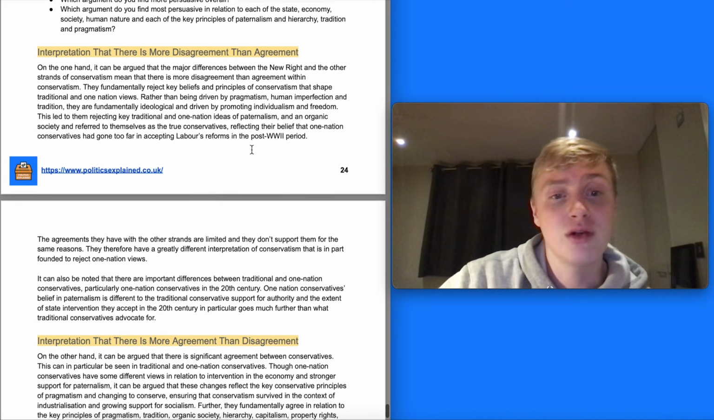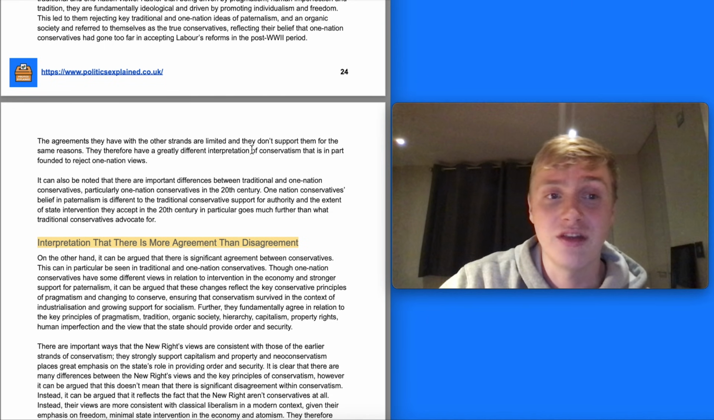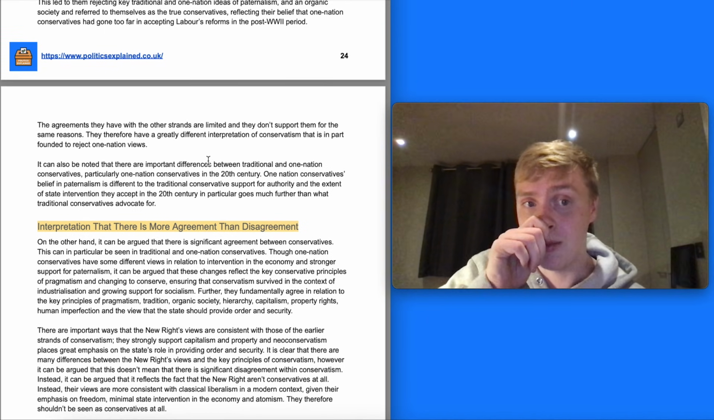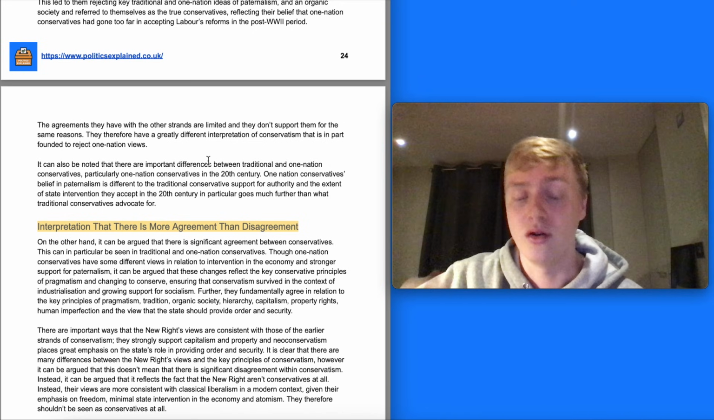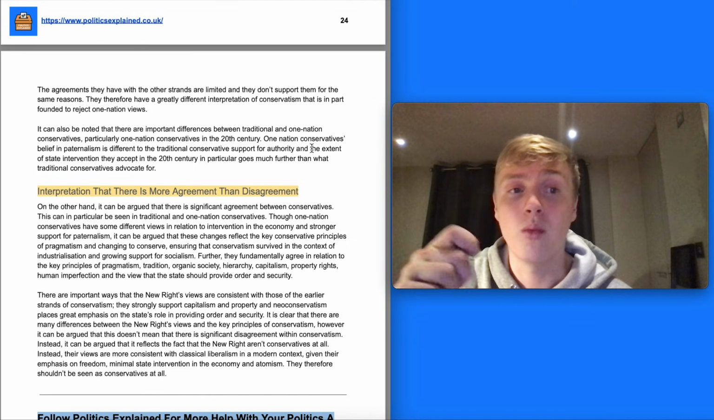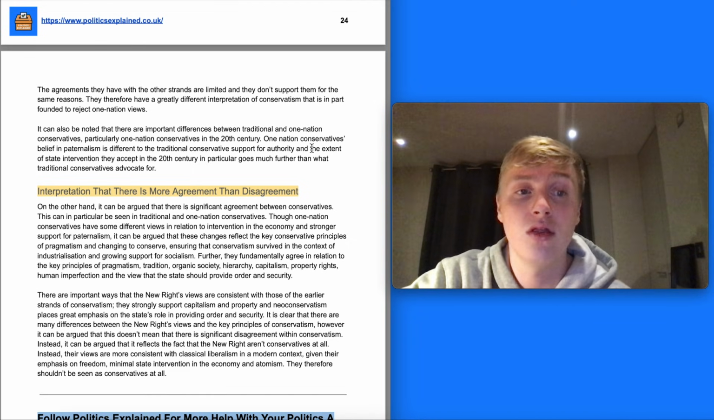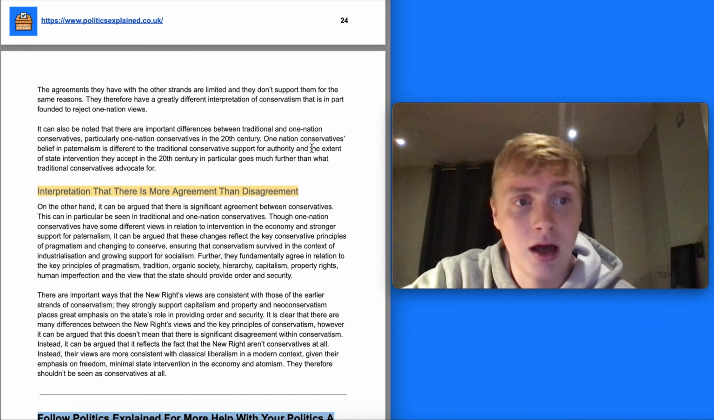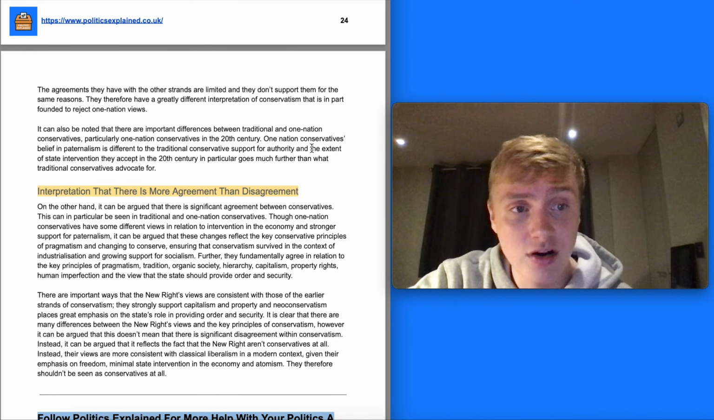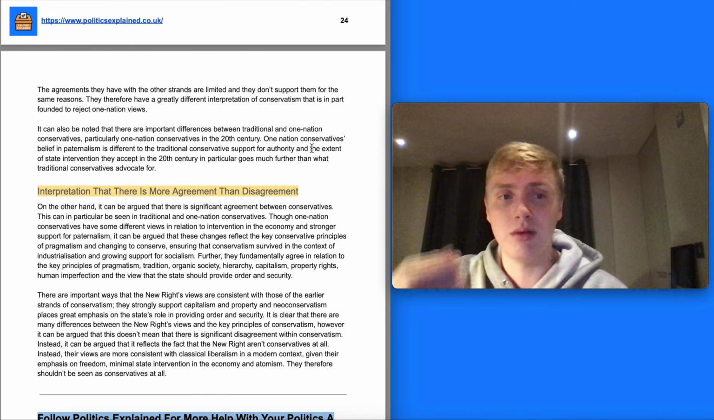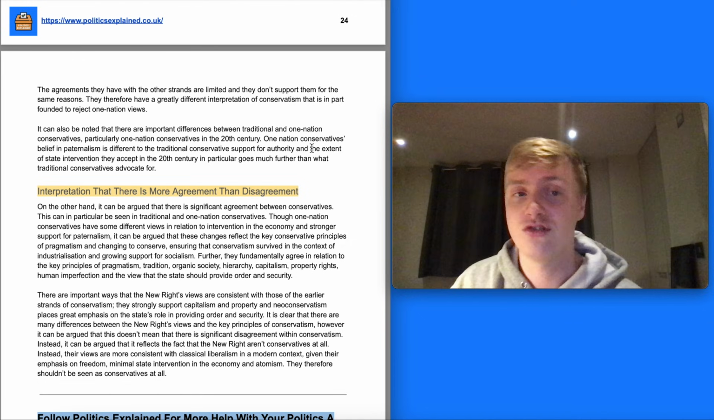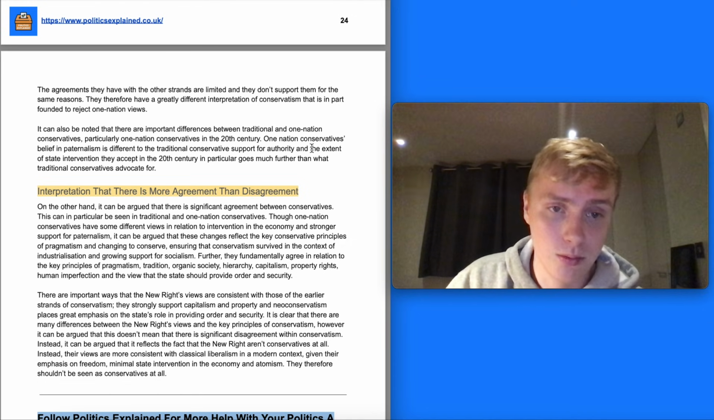The agreements they have with the other strands are limited, and they don't support them for the same reasons. They therefore have a greatly different interpretation of conservatism that is in part founded to reject one-nation views. And it can also be noted that there are important differences between traditional and one-nation conservatives, particularly the one-nation conservatives in the 20th century. So one-nation conservatives' belief in paternalism is different to traditional conservatives' support for authority, and the extent of state intervention accepted in the 20th century by one-nation conservatives goes much further than what traditional conservatives arguably advocate for.